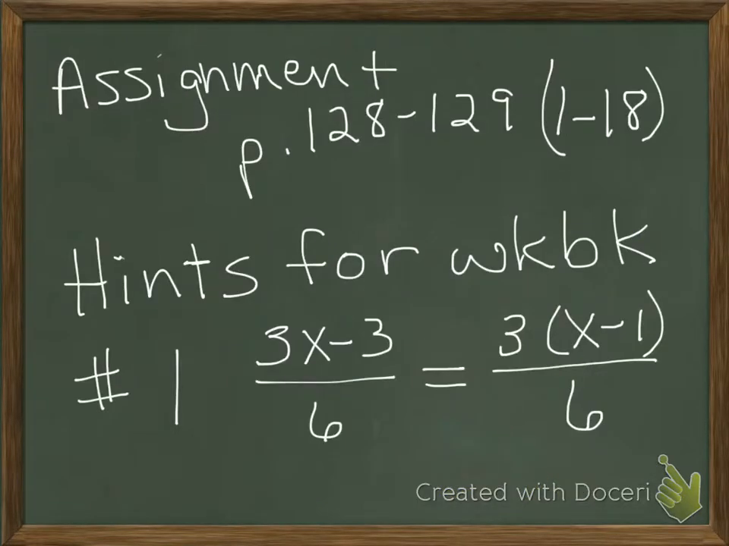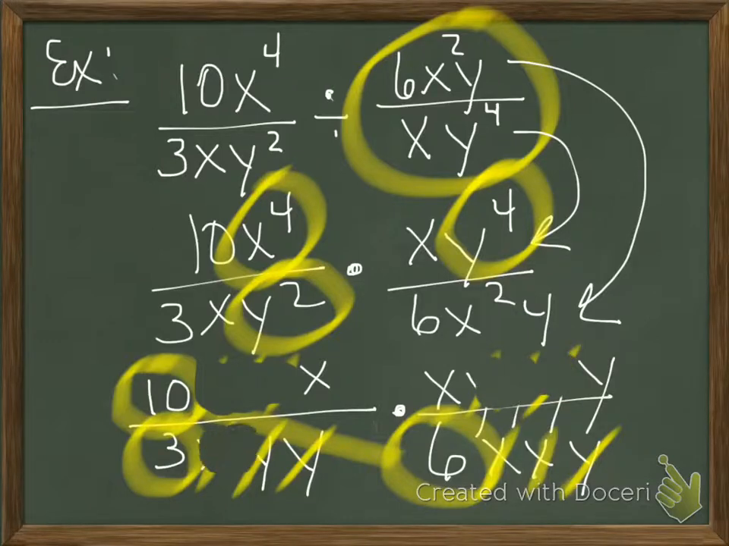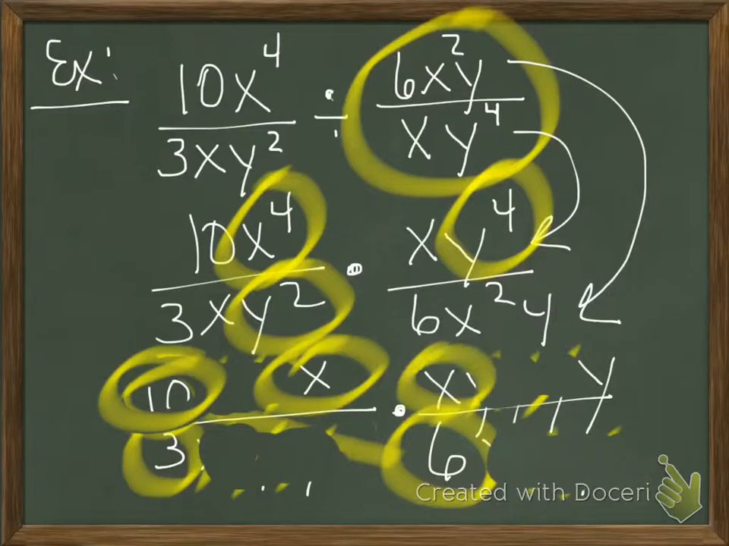Let me see what space I've got. Let's try and clear off some space. So I have 10. Okay, so my x's here are gone. I have a 10 and an x and a y, and I have a 3. These x's and y's are gone. I have a 6, and these x's and y's are gone. So if I write this together, I'm going to have 10x squared over 3 times 6, which is 18.